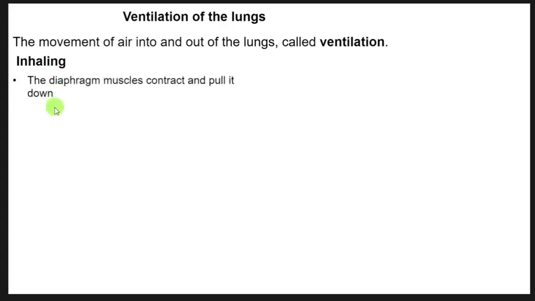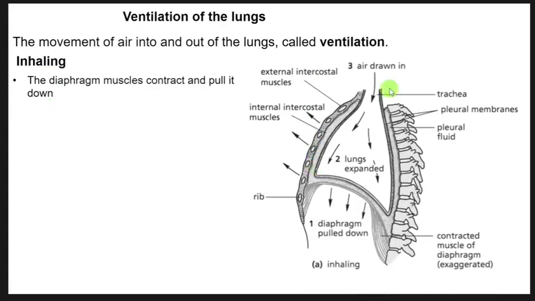We are saying that the diaphragm muscles contract and pull it down. In this position, we have the cavity or the rib cage. During breathing in, the diaphragm muscles contract, meaning they become tightened, and then they are pulled down. You have seen here the diaphragm pulled down because it contracts.